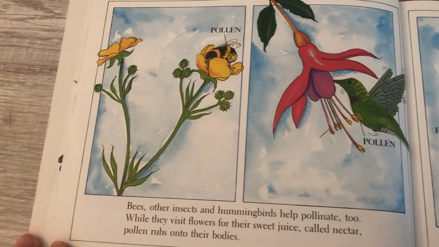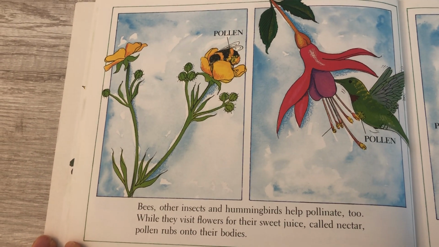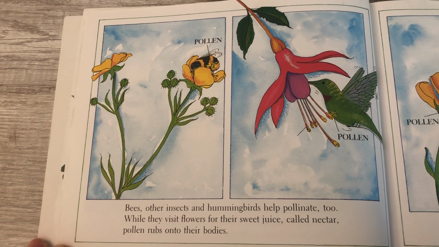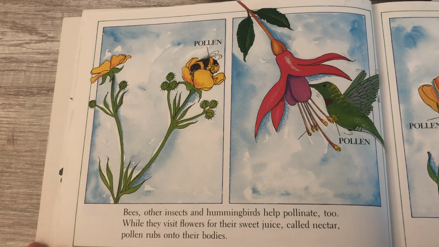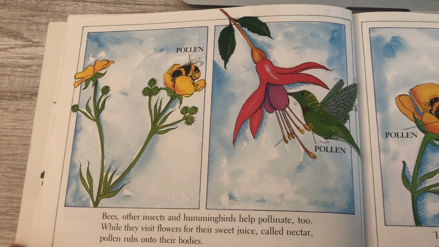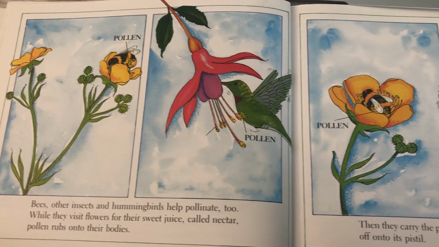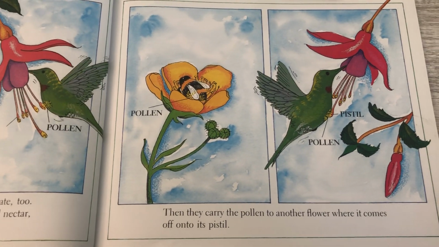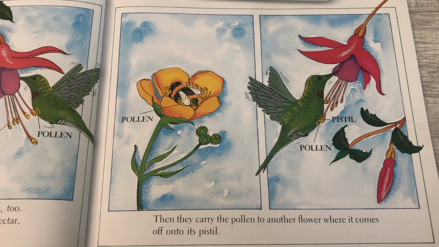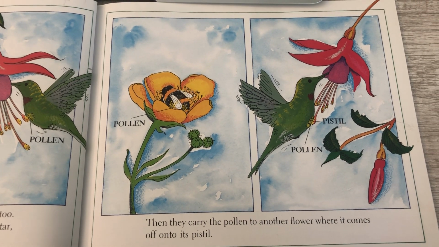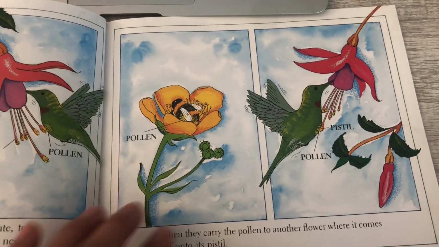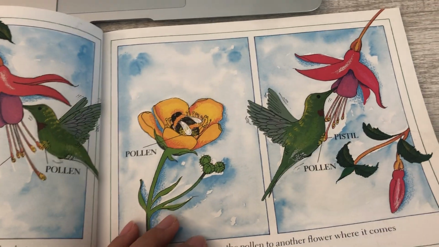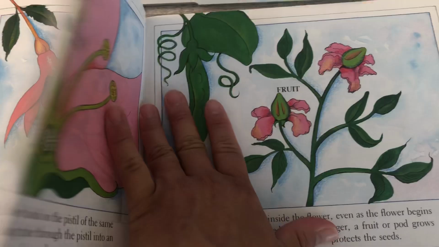Bees, other insects, and hummingbirds help pollinate too. While they visit flowers for their sweet juice called nectar, pollen rubs onto their bodies. Then they carry the pollen to another flower where it comes off onto its pistil. So bees will be rubbing from one flower, then they go to another and they bring the pollen there.